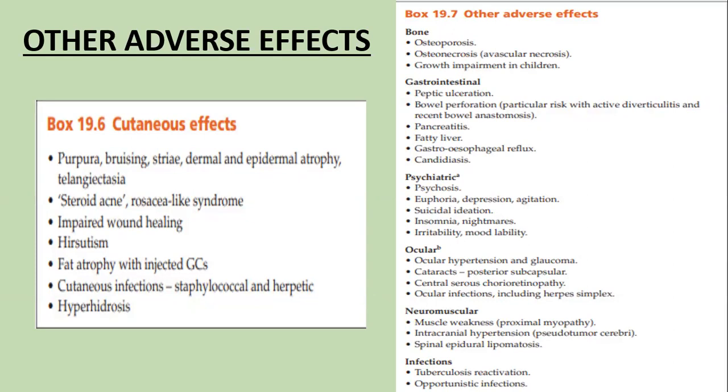The cutaneous side effects of long-term glucocorticoids include purpura, bruising, striae, dermal and epidermal atrophy, and telangiectasias because of cutaneous thinning. Steroid acne and aggravation of rosacea or a rosacea-like syndrome is also initiated. There is impairment of wound healing. It may result in hirsutism, fat atrophy with injected glucocorticoids, and promotes cutaneous infections like staph or herpetic, and hyperhidrosis.